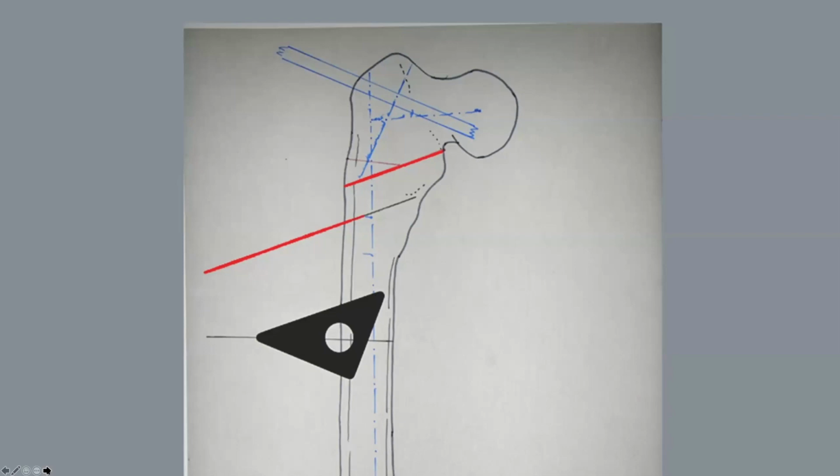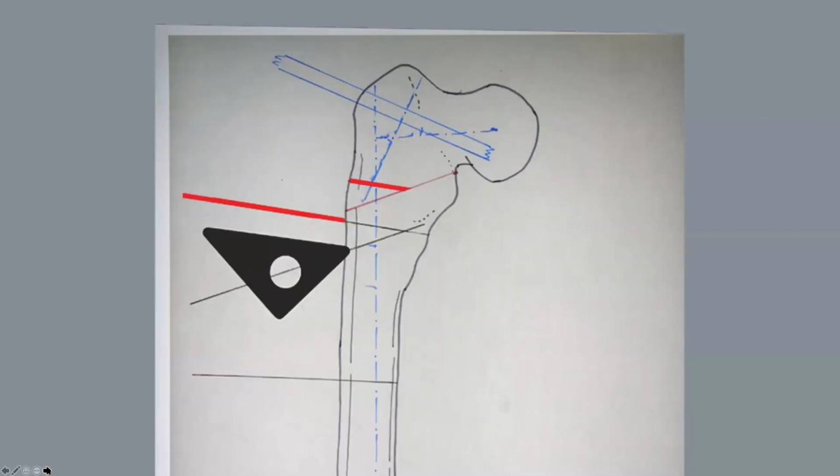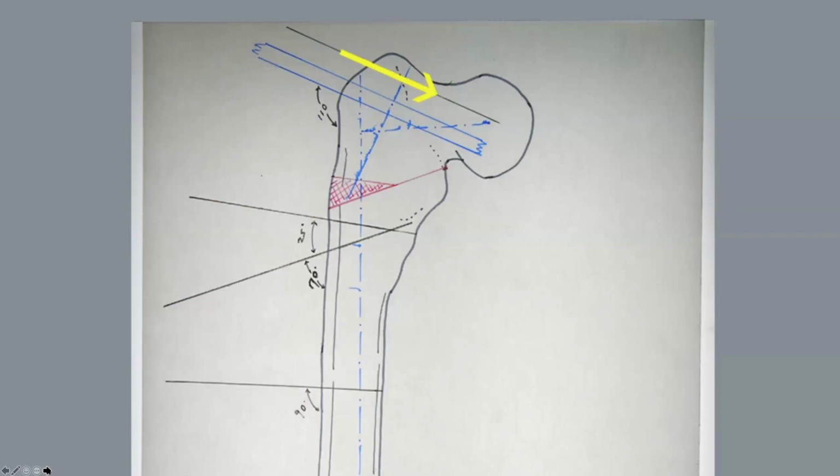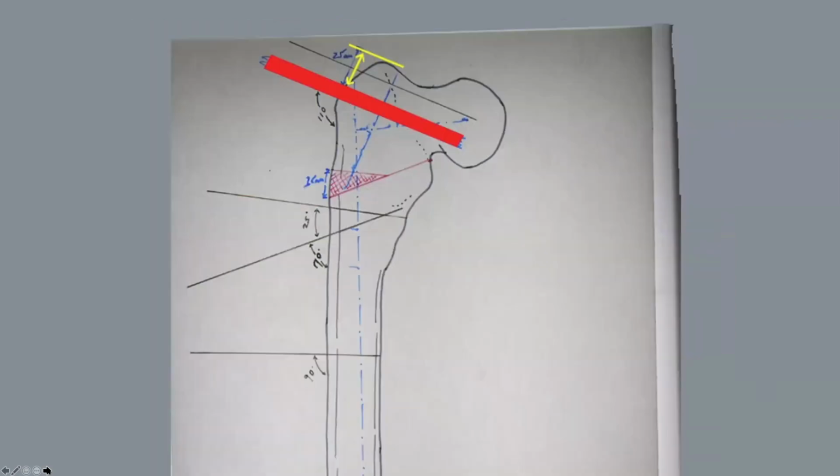So you need 1 pin here in the red lines. It's going to guide one of your cuts. And you need another pin in the lateral cortex of the femur. It's going to guide your second cut. And then you're going to need this pin, which is generally real high in the trochanter, still in the femoral head, that's going to guide the placement of your blade plate seating chisel.